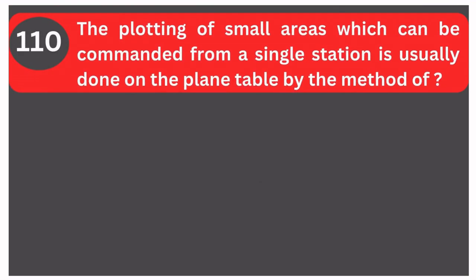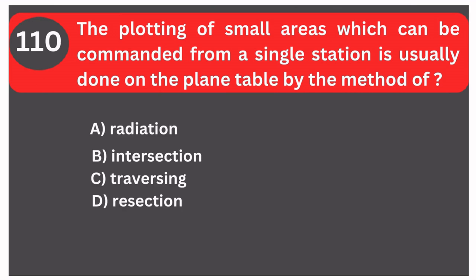The plotting of small areas which can be commanded from a single station is usually done on the plane table by the method of. Options: A. Radiation. B. Intersection. C. Traversing. D. Resection. Answer: A. Radiation.